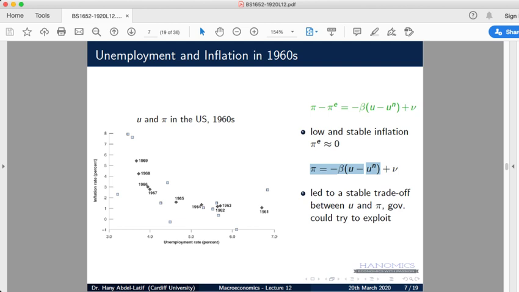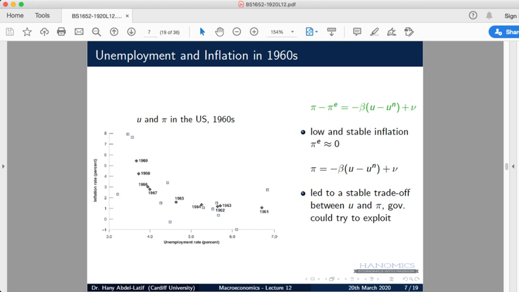It suggests that if expectations of inflation are very low, nearly zero, so the inflation rate is very stable and people don't expect inflation to increase, that will give us exactly the relationship we've seen in the original Phillips curve, where we have a negative relationship between the inflation rate and the unemployment rate. So that was in the 1960s.